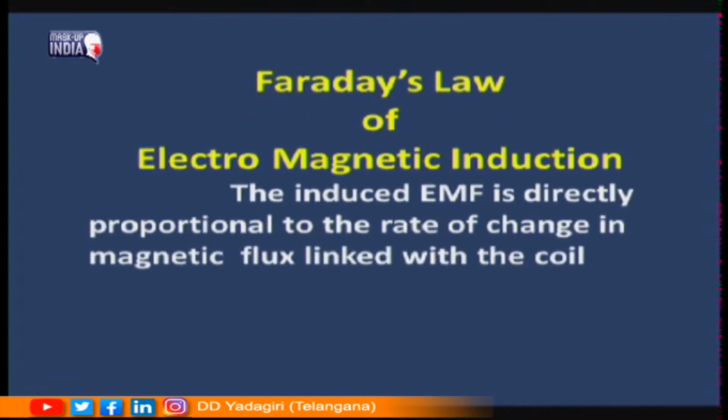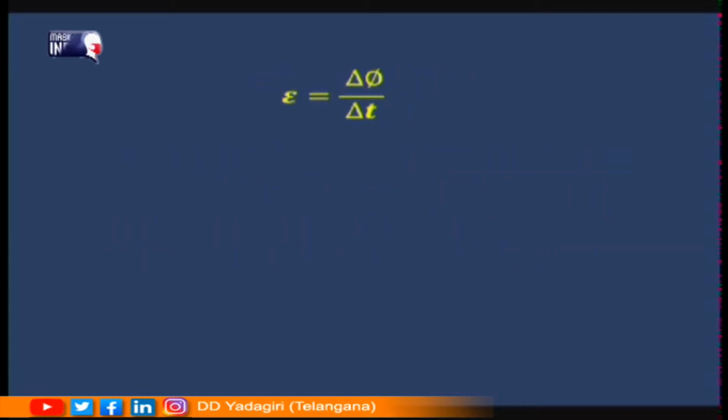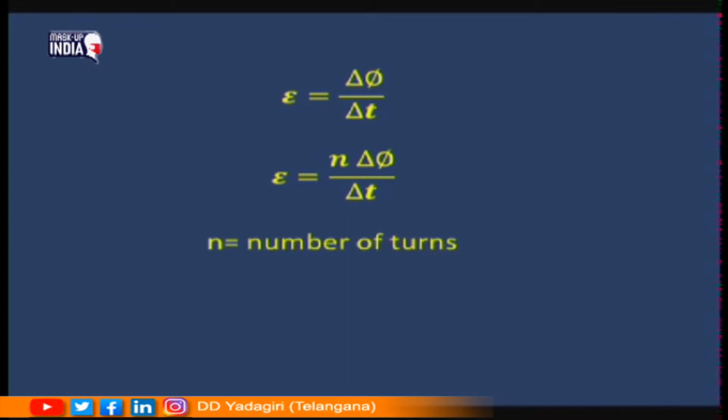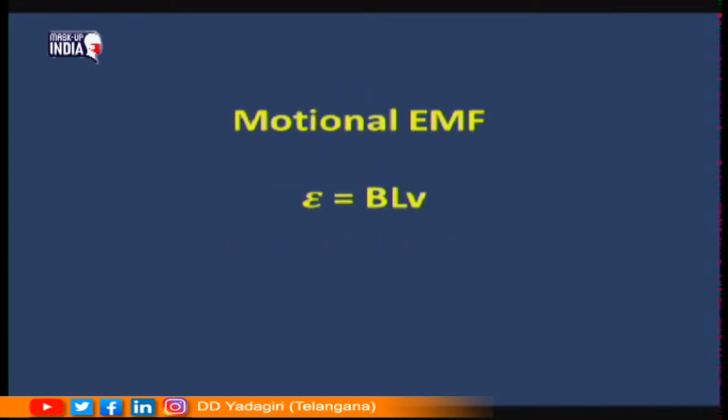We discussed Faraday's law of electromagnetic induction, which says the induced EMF is directly proportional to the rate of change in magnetic flux linked with the coil. Induced EMF is equal to delta phi by delta t, and if there are n turns, then the induced EMF is given by n times delta phi by delta t, where n is the number of turns. We discussed motional EMF, which is equal to BLV.